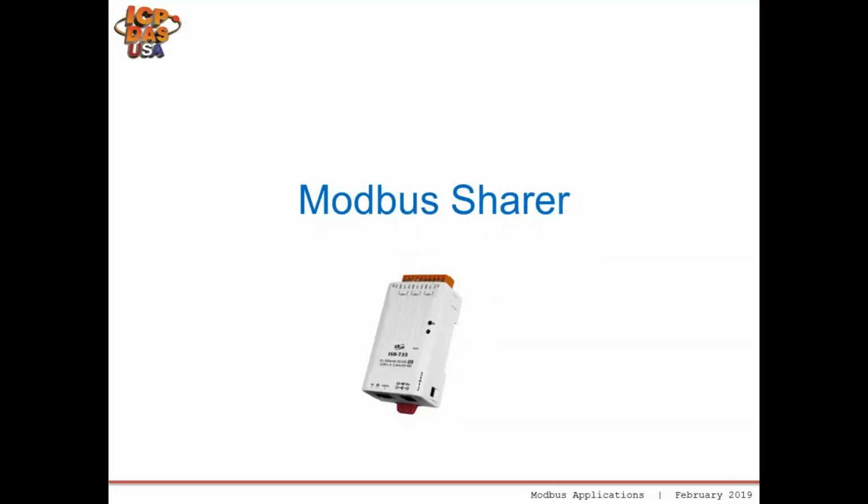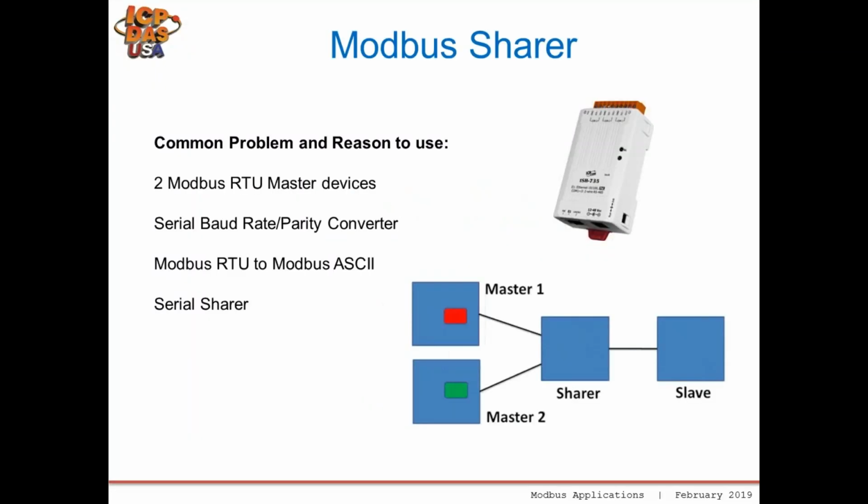The next module or solution we have is our Modbus Sharer. This is great for a situation where you have two Modbus RTU masters and you must communicate to a single set of Modbus slave devices along the RS-485 bus. So there's two incoming RS-485 ports and one slave port.